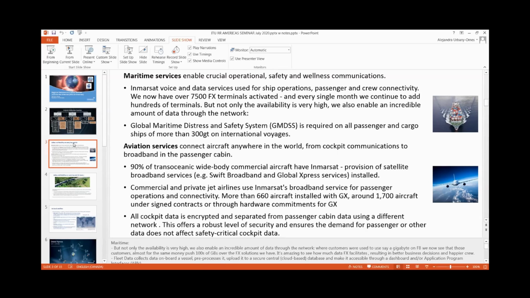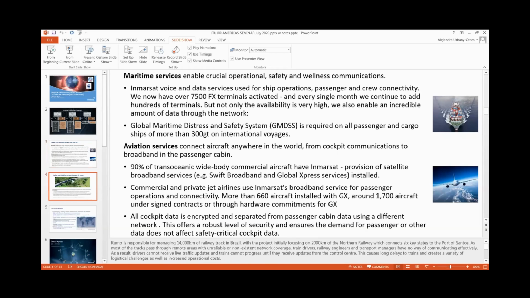We realize the importance for those vessels that cannot go to port for certain circumstances today. We have something interesting, which is that the cockpit data is encrypted and separated from the passenger data, and uses a different network. This offers a level of security so that passenger data does not affect safety-critical cockpit data.